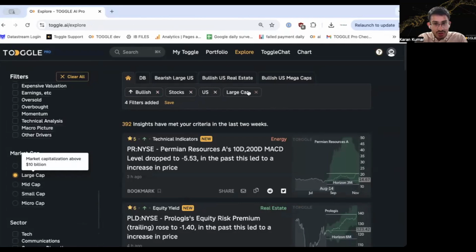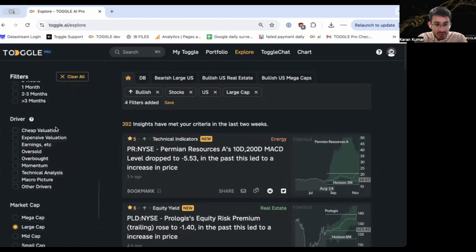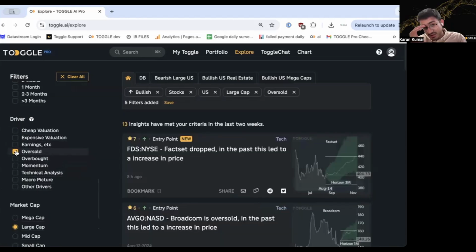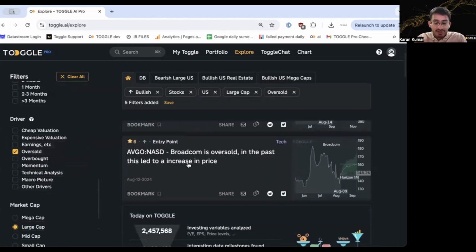So bullish, large cap, US stocks. And it pulls up all the bullish insights regarding US large cap stocks. And these are driven by different financial metrics. You can then filter that down as well. You can say, okay, which of these are oversold? So now we're narrowing that down to look at insights driven by financial metrics. And I'll highlight that for you.